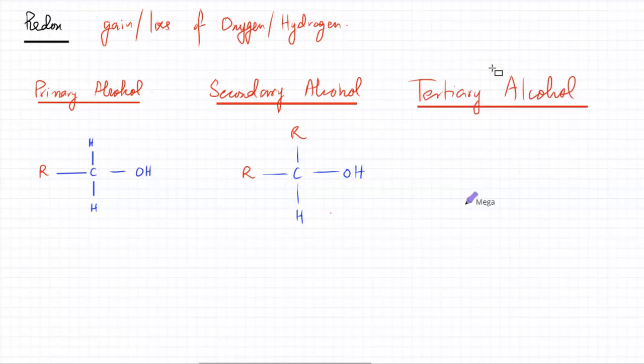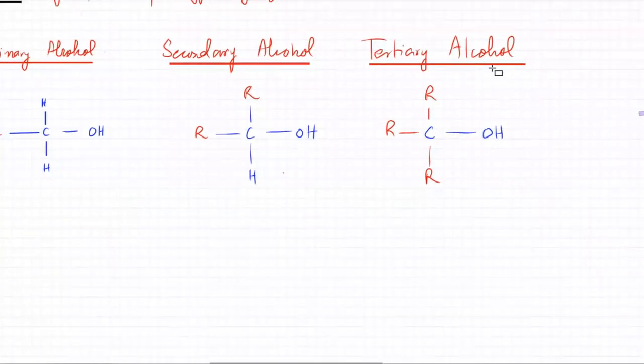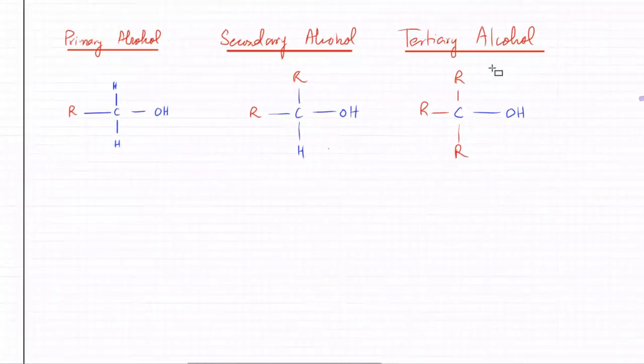Similarly, a tertiary alcohol is when the carbon is bonded to the OH, and on all three sides you've got a carbon chain. Okay, on every side there's going to be a carbon chain. So that is what a tertiary alcohol would look like. So is the concept clear? What's a primary? What's a secondary? And what's a tertiary alcohol?